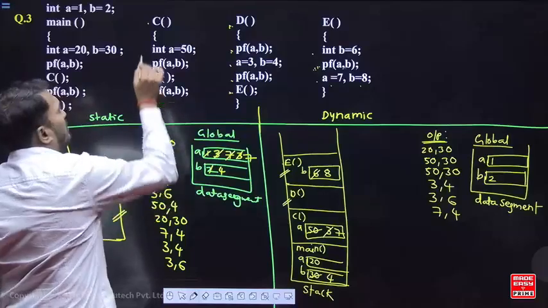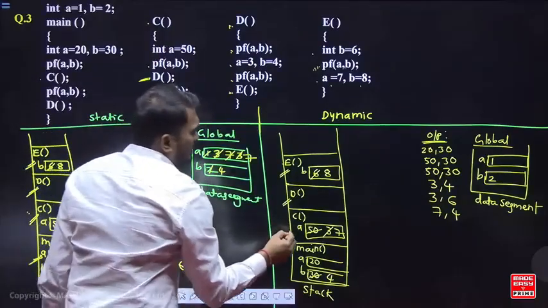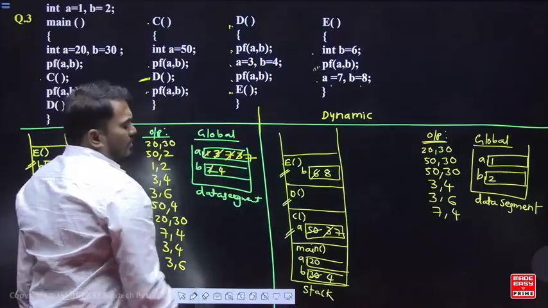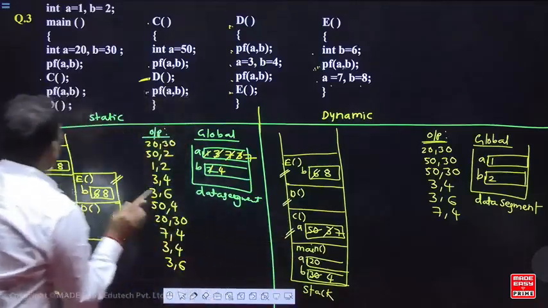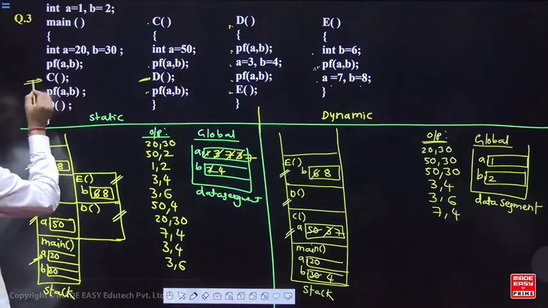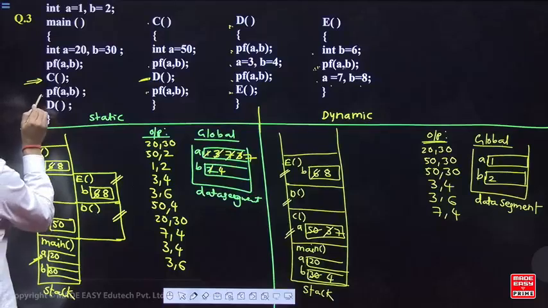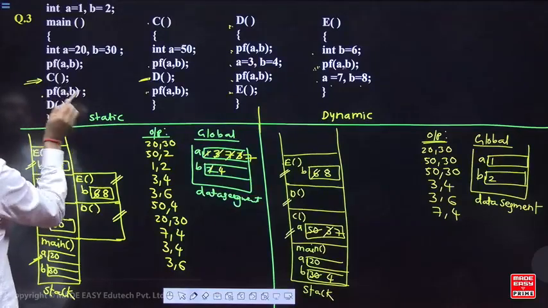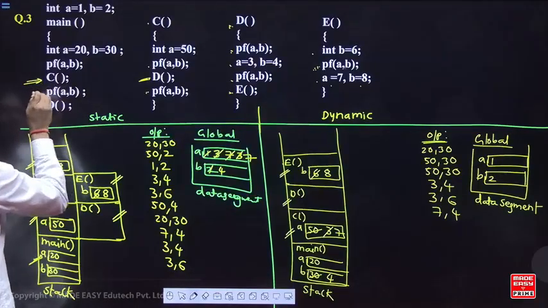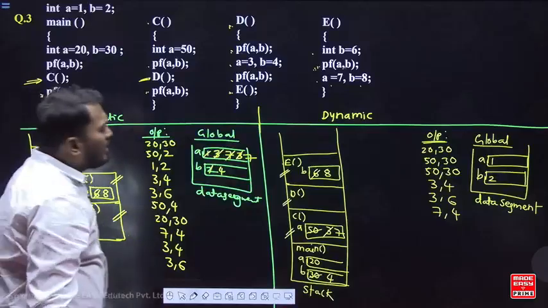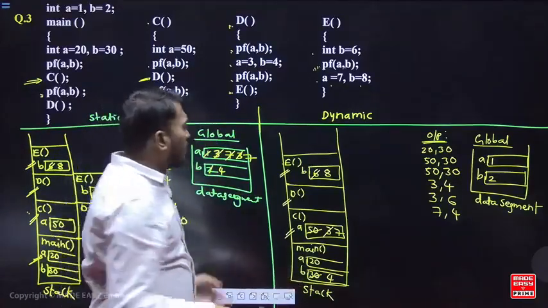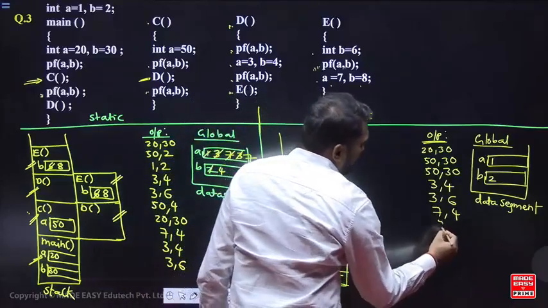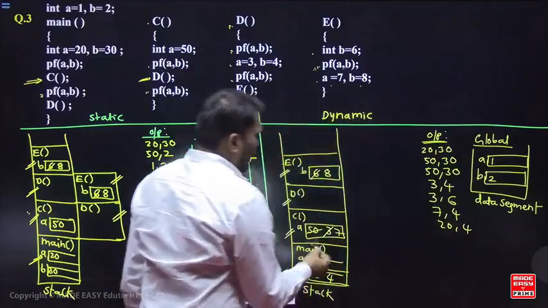Next. Now the C function is completed, so that is deleted from the stack. Go back to previous calling. Who called C? Main. So you go to the main here. Now what is the next statement here? printf A comma B. In the main, A comma B both are local. So local, no doubt. Okay, right. So that is 20 comma 4. Okay, right. Next.